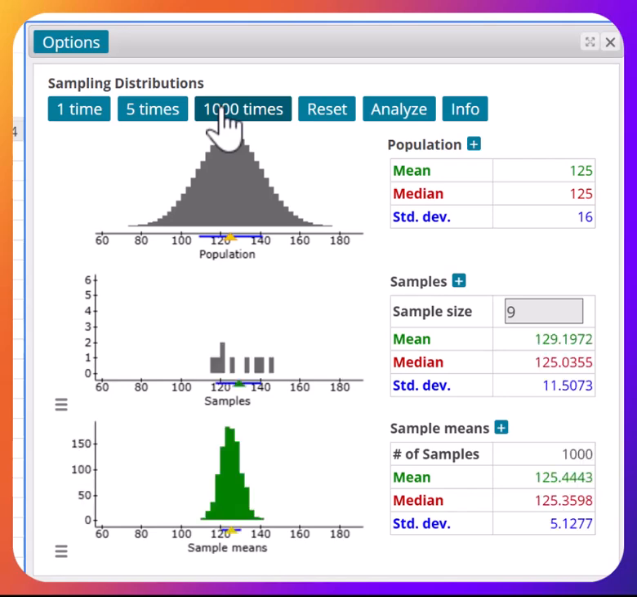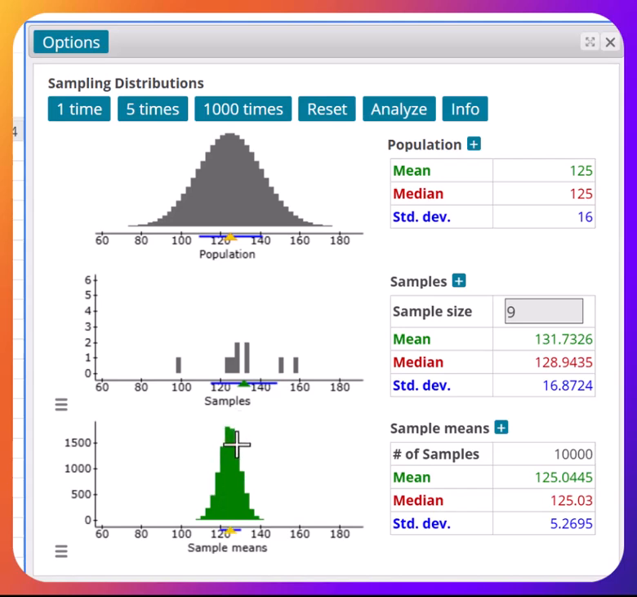So this is 1,000. Let's do another 1,000, 2,000, 3,000, 4,000, 5,000, 6,000, 7,000, 9,000 samples. Let's make it 10,000. Okay, that's 10,000 samples. What you see in green are the sample means of 10,000 samples. So 10,000 values. We ask StatCrunch to show us a visual of this data set, and here is the visual.